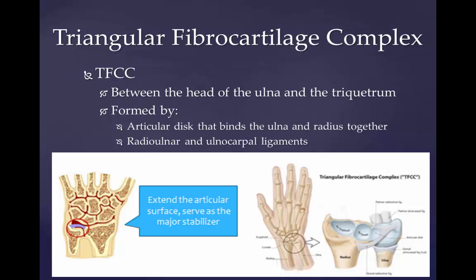The primary function of the TFCC is to cover the ulnar head by extending the articular surface of the distal radius, load transmission across the ulnar carpal joint, and partial load absorbing. It also allows for forearm rotation by giving a strong but flexible connection to the distal radius and ulna. It also continues to support the ulnar portion of the carpus.